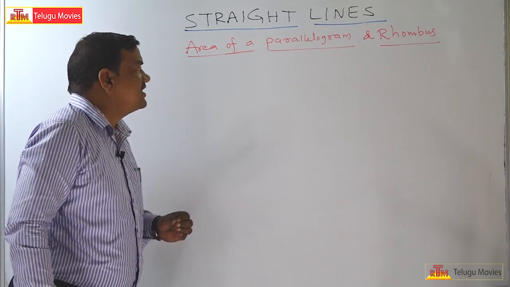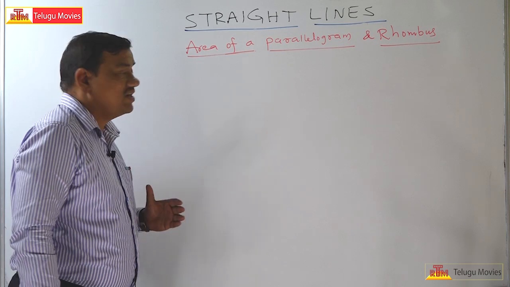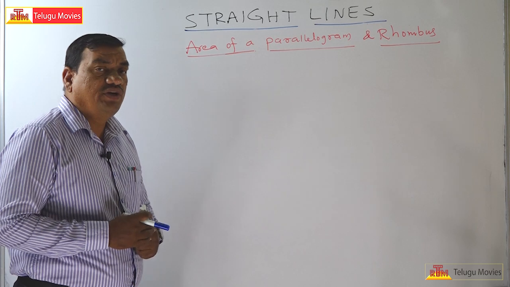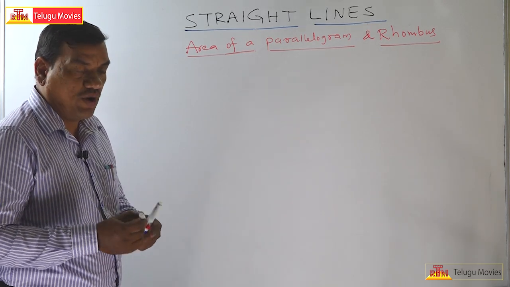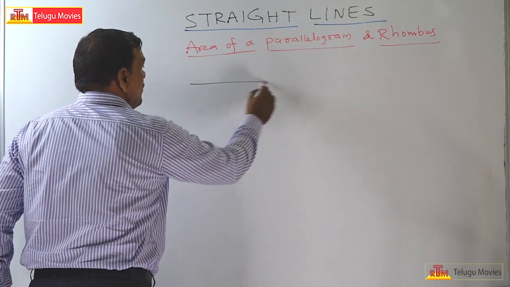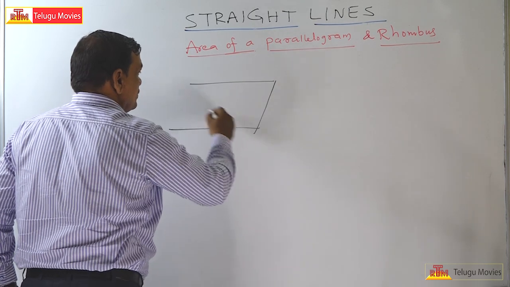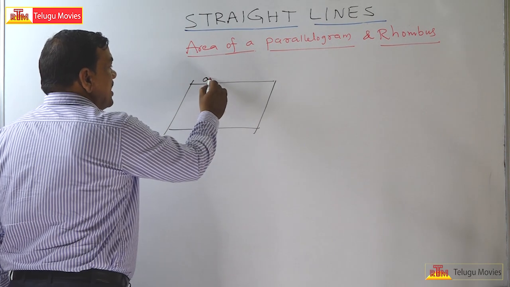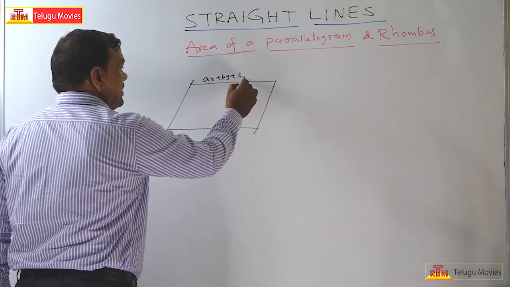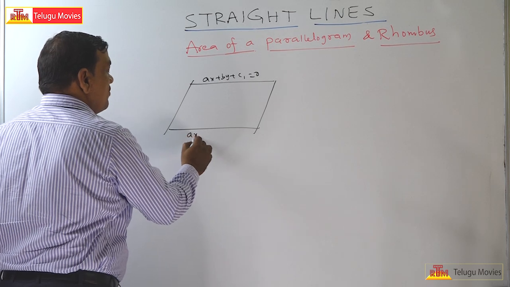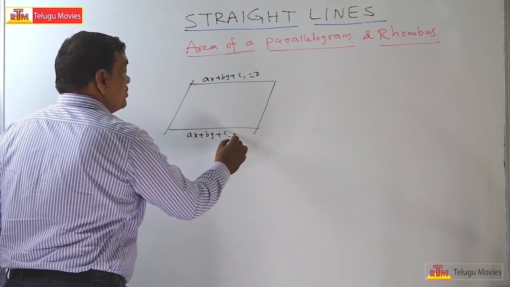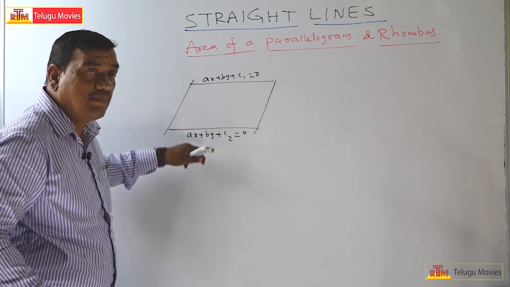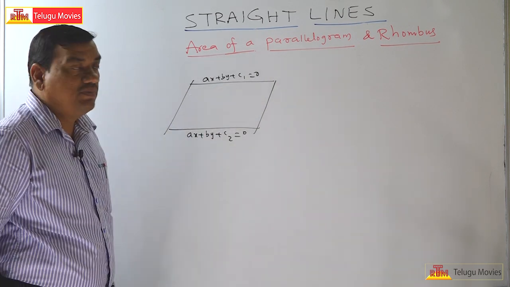So, dear students, let us see what the formulas are to find the area of a parallelogram and a rhombus. We know the parallelogram. So what are the properties of a parallelogram? A pair of opposite sides are parallel. So if the equation of this line is ax plus by plus c1 is equal to 0, the equation of its opposite side is ax plus by plus c2 is equal to 0. Why? Because these two sides are parallel, only the constants will be different.